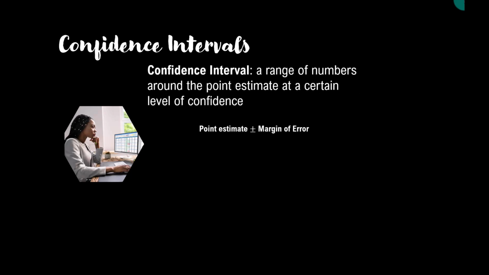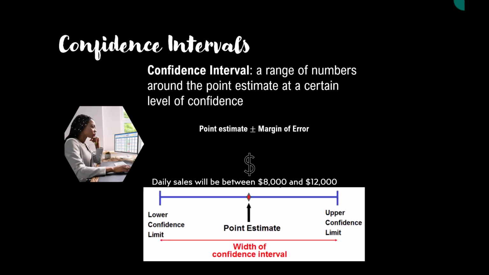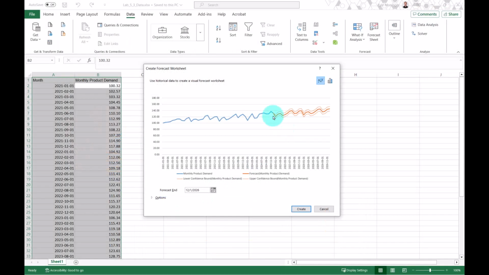A confidence interval is a range of numbers around the point estimate at a certain level of confidence. We build it by starting with a point estimate, then adding and subtracting a margin of error. In our daily sales example, we would say daily sales will be between $8,000 and $12,000. So the confidence intervals will start with a point estimate, add a margin of error to create the upper confidence limit or the upper bound, subtract that margin of error to create the lower bound. In our Excel visualization, the bold line indicates the point estimate. The lighter lines above and below represent the upper and lower bounds.